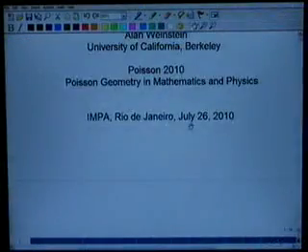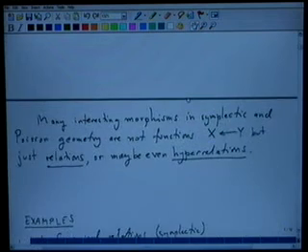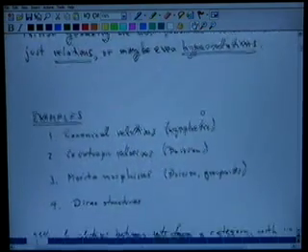The title refers to the fact that, in symplectic and Poisson geometry, many of the interesting morphisms between our objects, whether they be Poisson manifolds or symplectic manifolds or groupoids, are not just functions, but relations, or even something I'll call hyperrelations. I'll explain what those are as we go on. But they're poor in the sense that there are often problems with composing them.